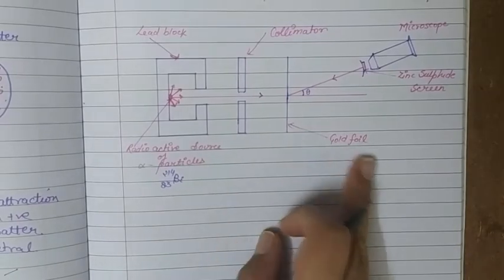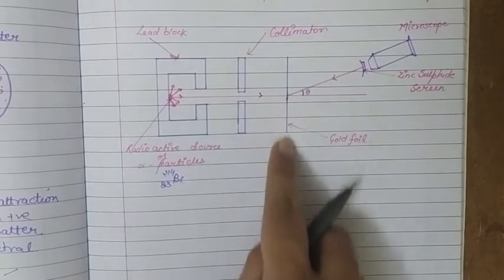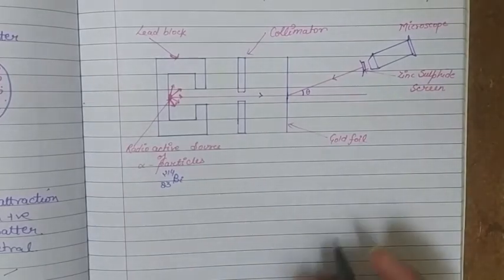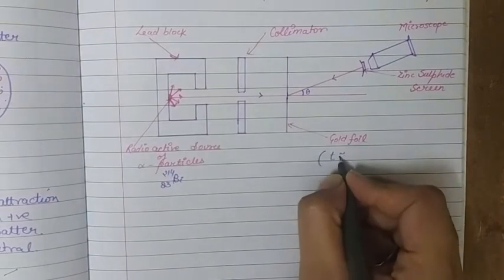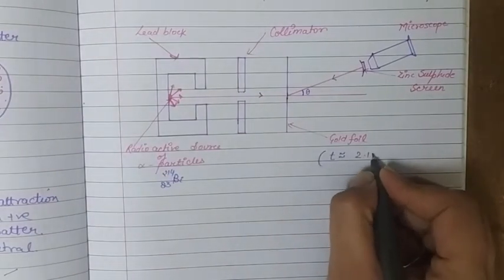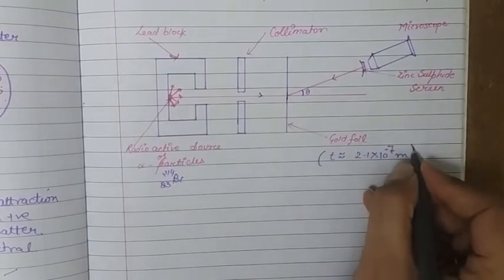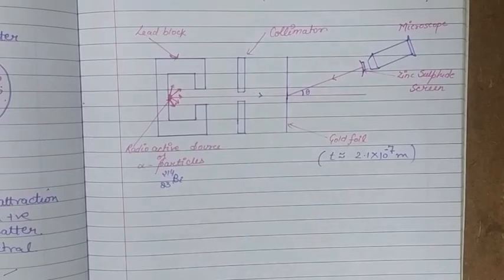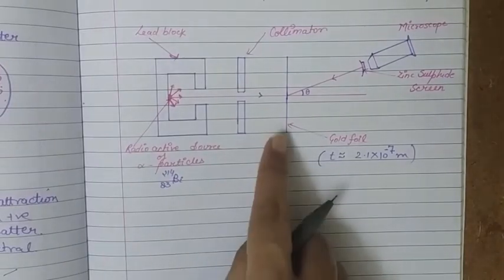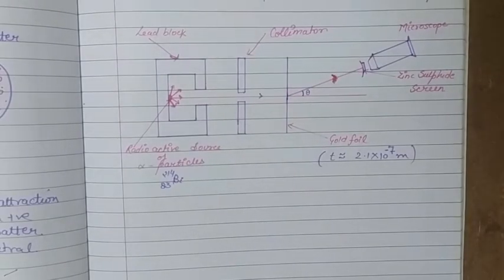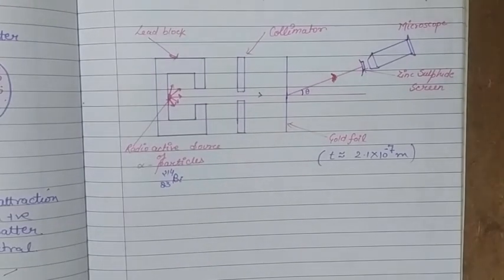In their experiment they used a gold film. Alpha particles are allowed to be incident on this thin gold film, and the thickness of this film is approximately 2.1 into 10 to the power minus 7 meters. So this is a very thin film. Now the alpha particles, when incident on this film, get scattered in different directions, and we observe these alpha particles by the help of a microscope.